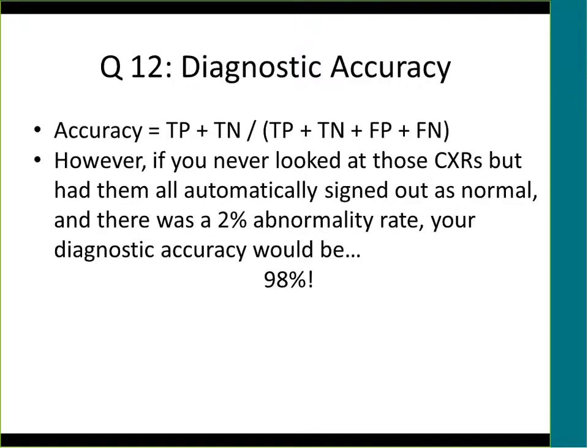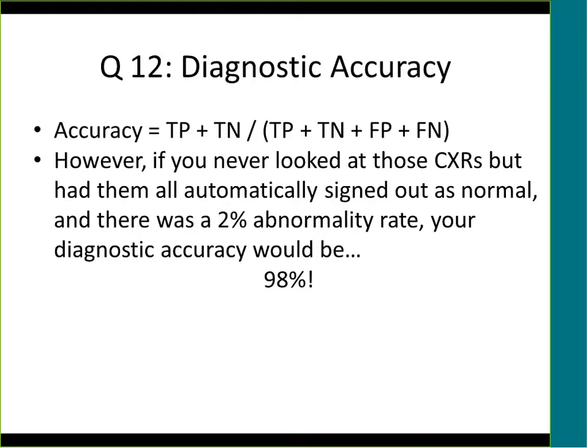So before we answer that question, let's just think about what accuracy is. Diagnostic accuracy is the proportion of patients who are correctly diagnosed divided by all of the patients. So essentially, it's your true positives plus the true negatives, because they're the proportion of patients who are correctly diagnosed, divided by your true positives plus your true negatives plus your false positives plus your false negatives.